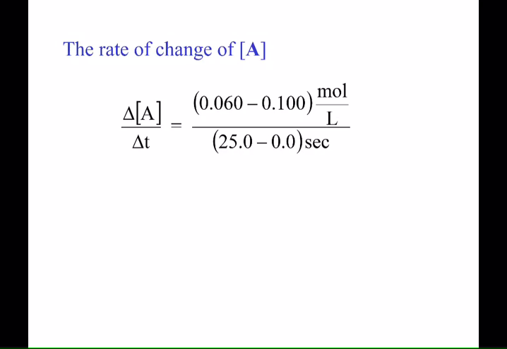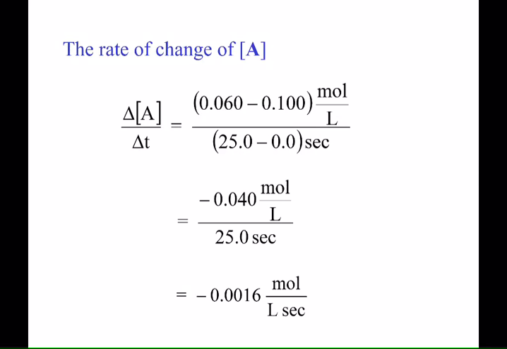So you need to make sure that when you're working these problems for homework or on your test, you keep the units with it. That will help you. So our delta molar concentration of A is negative 0.040 moles per liter, or big M. Our delta T is 25.0 seconds. Rounded to 2 sig figs, I get negative 0.0016 moles per liter per second is the rate of change tracking A. Change in molar concentration of A over change in time. Okay.